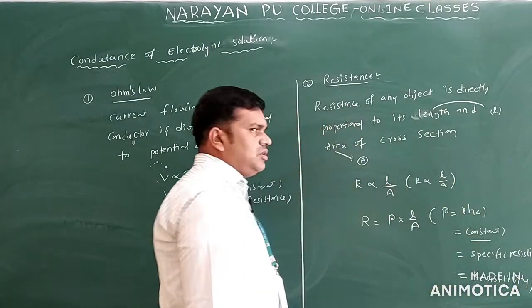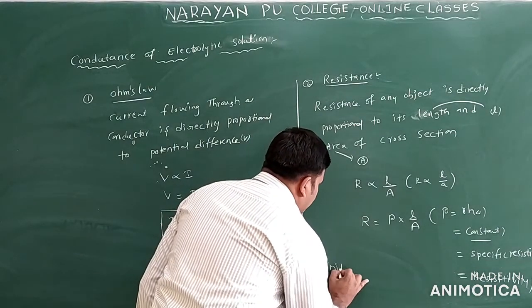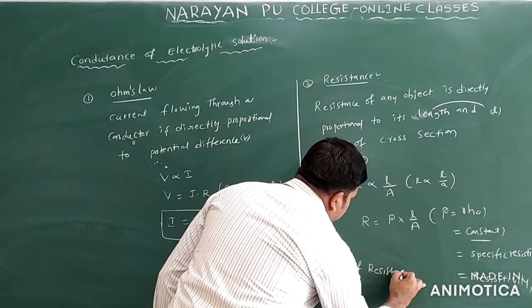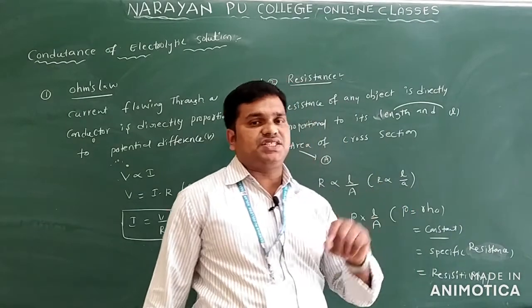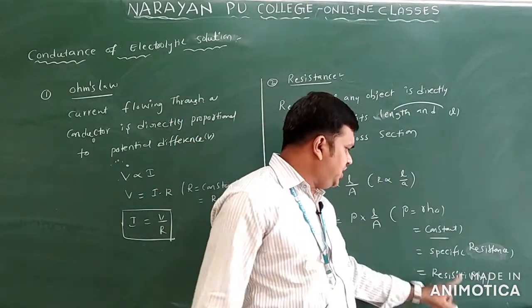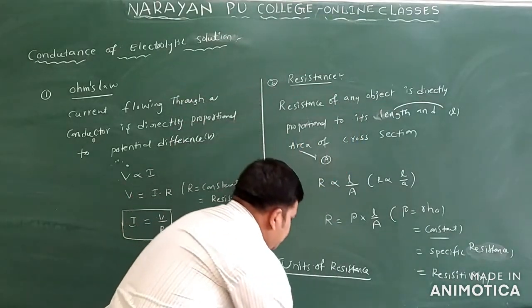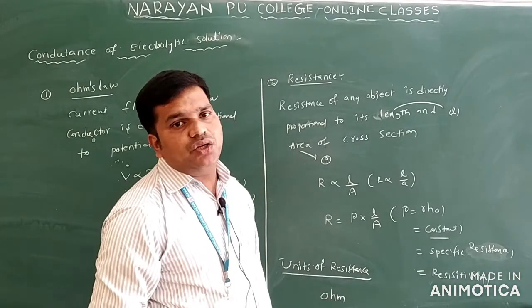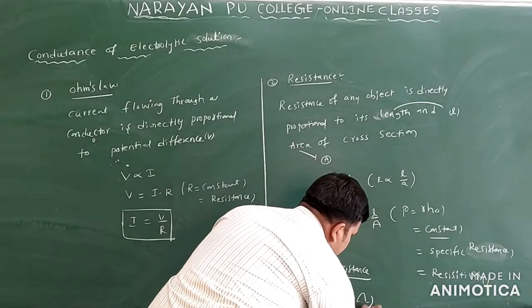So what are the units of resistance? Not resistivity, not specific resistance. I will define how we can define specific resistivity also. So what are the units of resistance here? Ohm is the unit of resistance. And you can use the symbol like this.